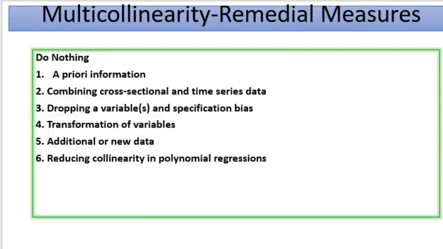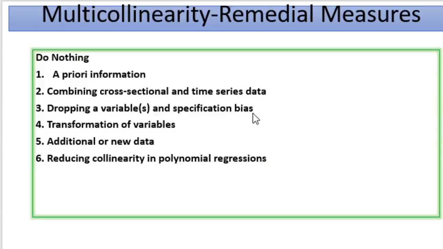This school of thought was mainly expressed by Blanchard, and according to him, multicollinearity is essentially a data deficiency problem, and sometimes we have no choice over the data we have available for the empirical evidence. So therefore, do nothing with respect to multicollinearity. Then the second one is a priori information. Use some other theoretical and other knowledge for solving the multicollinearity problem with respect to the variables. This is the a priori information.